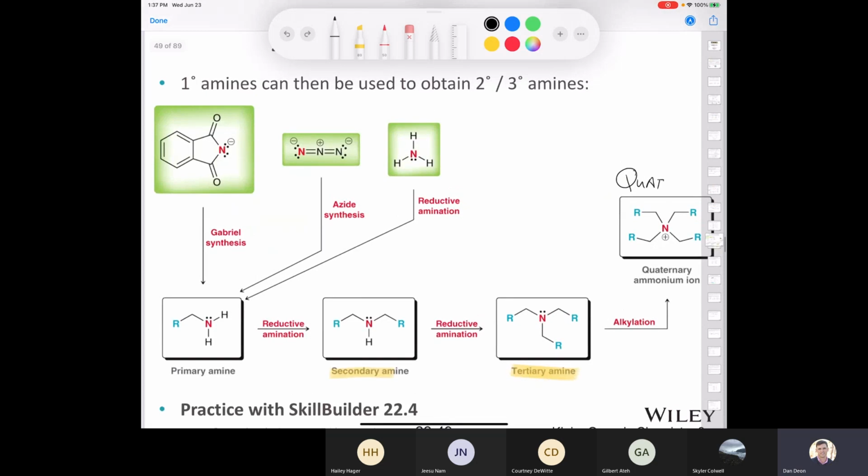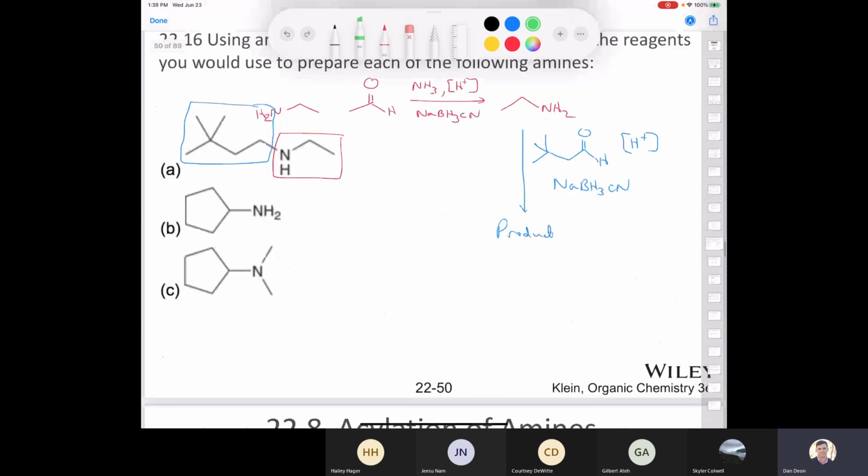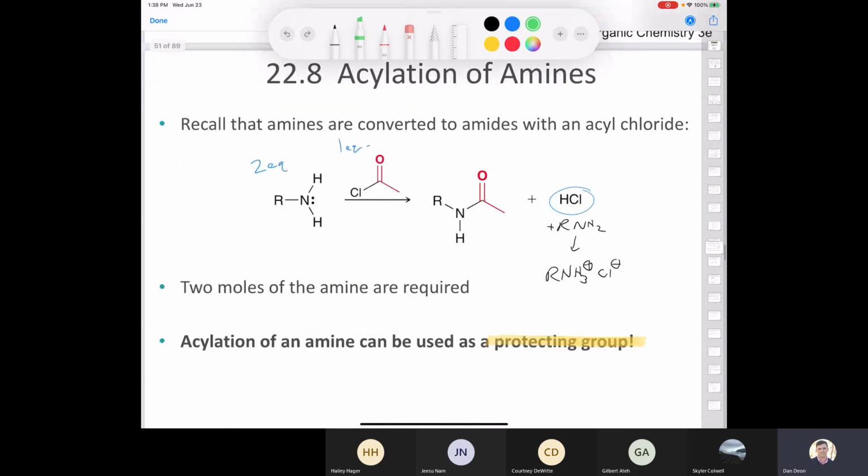Then we talked about how we can use a primary amine and how we can further use reductive amination to make secondary and tertiary amines. And then we said, well, you can also do an exhaustive alkylation of a tertiary amine by treating it with an appropriate alkyl iodide. And of course, we know that an amine can behave as a base. And so we talked about that at length as well. We tried some problems, and then we moved on to acylation of amines.